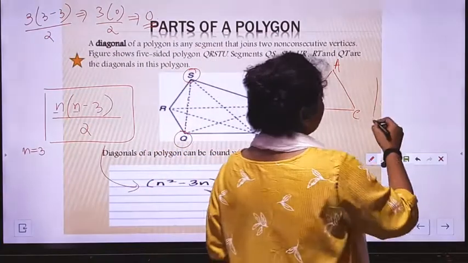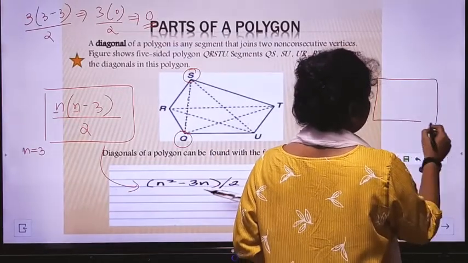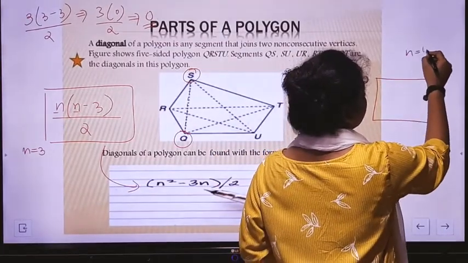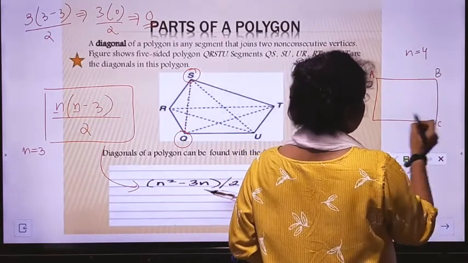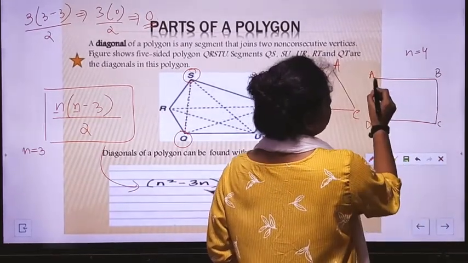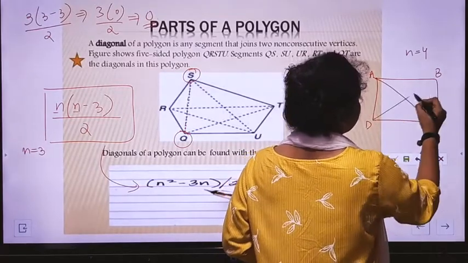Next, if we have a quadrilateral. A quadrilateral has 4 sides, so n equals 4. Okay, now we know if this is the quadrilateral ABCD, the non-consecutive ends are A and C, B and D.